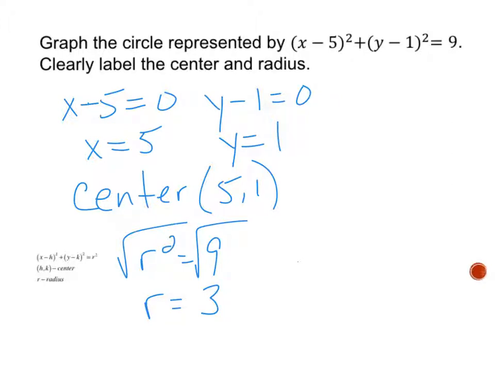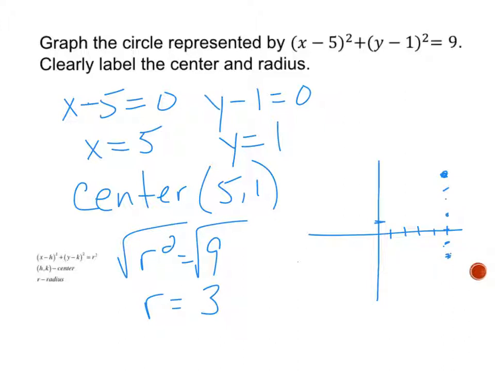So to sketch that graph, let's sketch a simple xy axis. We're going to plot the point (5, 1). 1, 2, 3, 4, 5 to the right, and 1 up. So that's the center. And then the radius is 3, so I could go up 3 units. 1, 2, 3, put a dot there. Go down 3 units. 1, 2, 3, put a dot there.